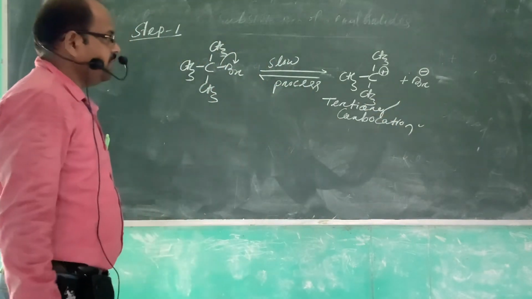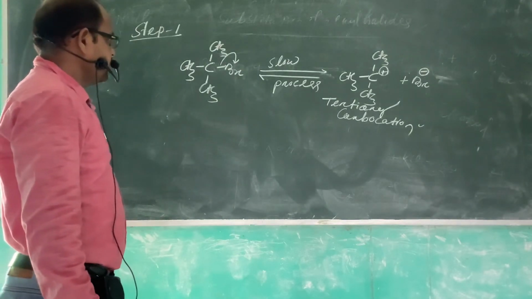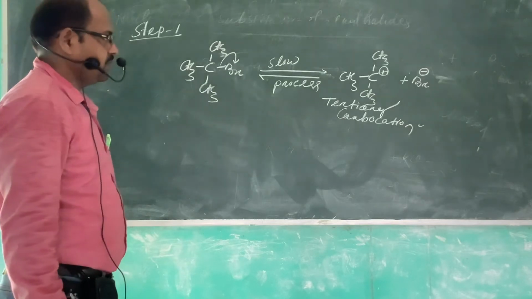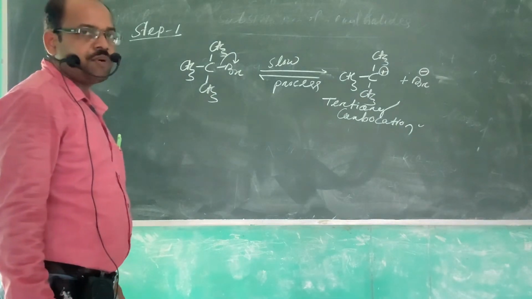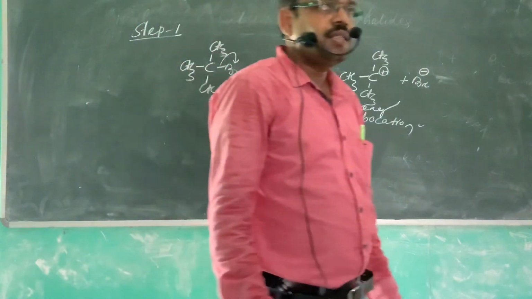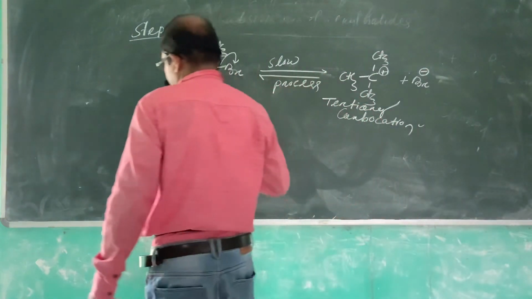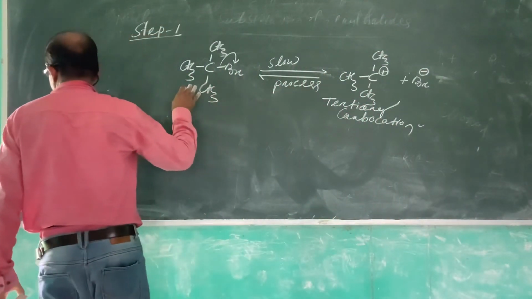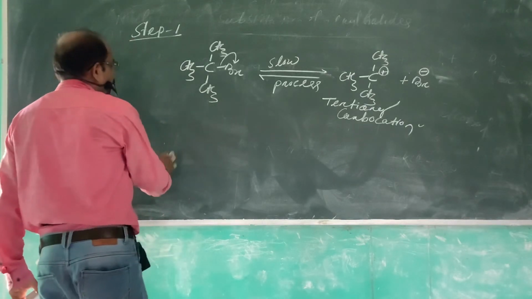The first step is called formation of a carbocation. This is a slow process. Hence, it is the rate determining step of the whole chemical reaction. As only one species participates in the slow step, that is tertiary butyl bromide, the reaction is called a unimolecular reaction.